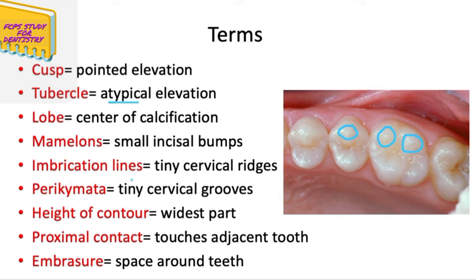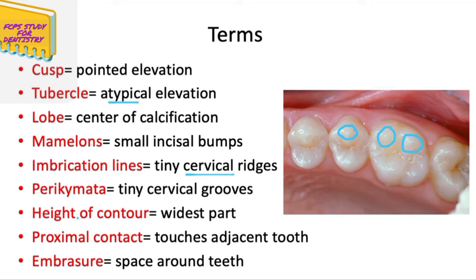Imbrication lines are tiny little ridges or wrinkles that run horizontally or mesiodistally on the cervical third, that means towards the gums, of the labial surface of anterior teeth. The reason why they appear is due to the incremental enamel deposition as the crown is forming. Perikymata refer to tiny grooves in between those imbrication lines. And I'll show you examples of what this looks like in the next video when we talk about the maxillary central incisor.